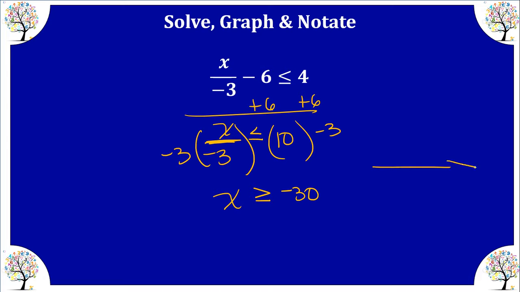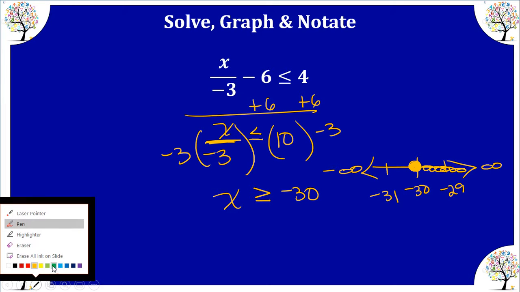Now let's graph this to show a second way. So we're considering negative 30. My solution is equal to negative 30, so we're going to shade that with a closed circle, and then, or it can be greater. So we're going to shade to the right. I'm going to put my infinity symbols here.